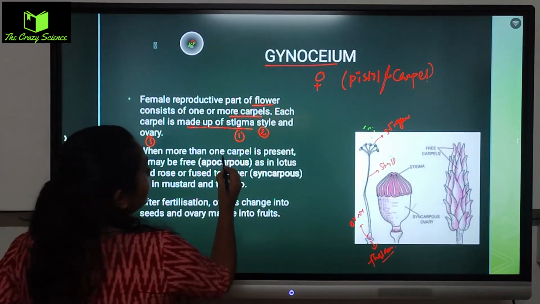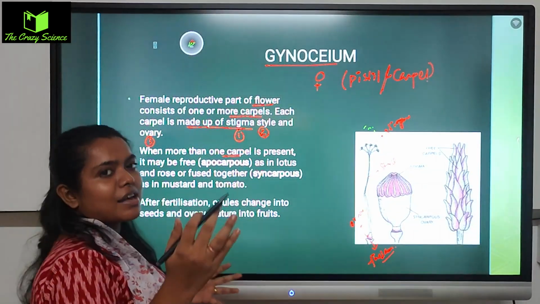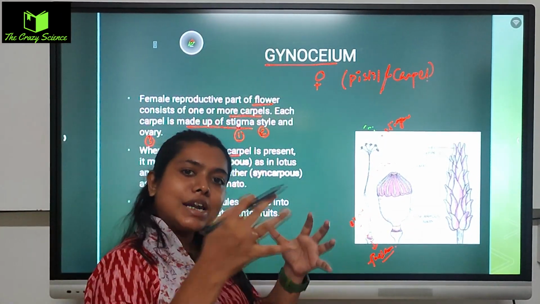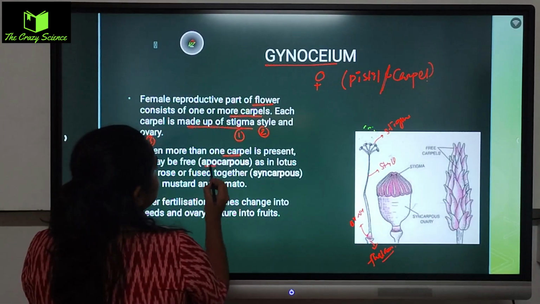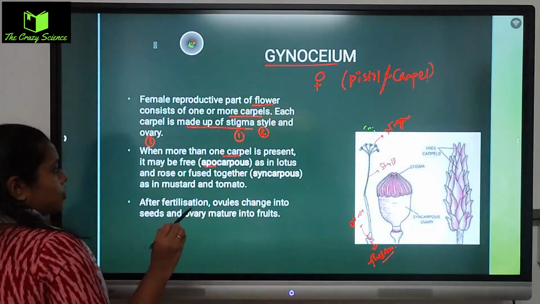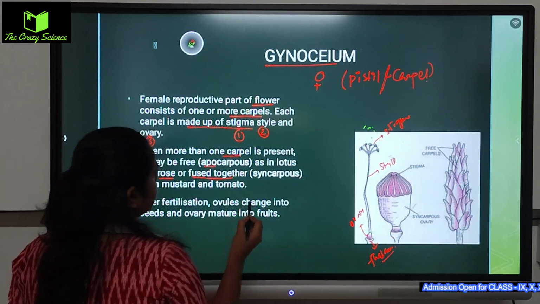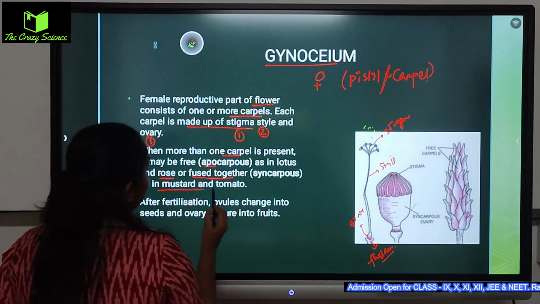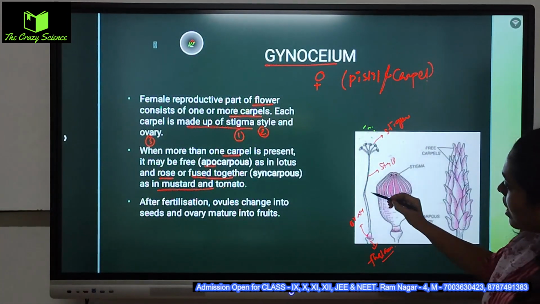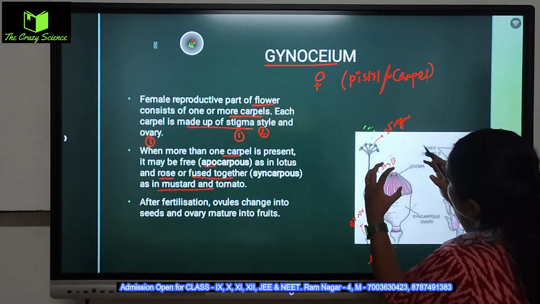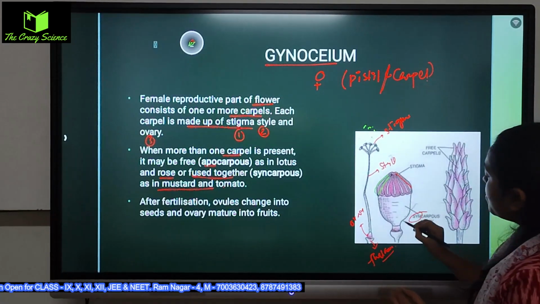Okay, when there is more than one carpel, they may be free or connected; there are two terms here. If the carpels are free, it is called apocarpous, as in lotus and rose. If fused together, it is called syncarpous, as in mustard and tomato. So as you can see, if many carpels are connected to each other, these are called syncarpous.